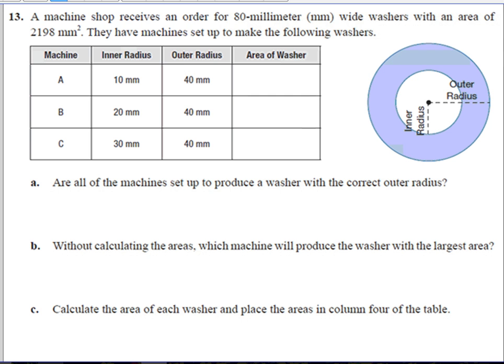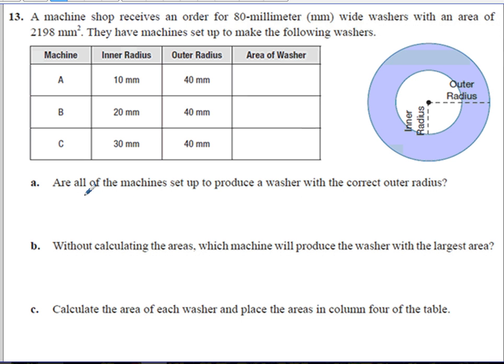The last example they have us is dealing with a machine shop. It says they're making washers, and we have a chart of 3 different machines, 3 different inner radiuses, and the outer radius is the same. And so we have the area being empty that we need to do. Notice the area of the washer is going to be the difference between the area of the entire outside circle, subtract the inside circle, because we have to punch out that hole in the middle, which is the size of the inside circle.